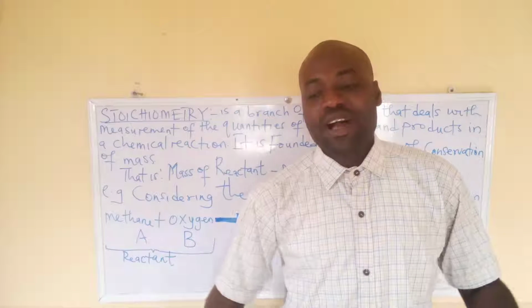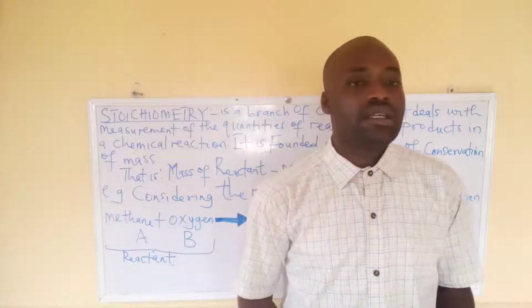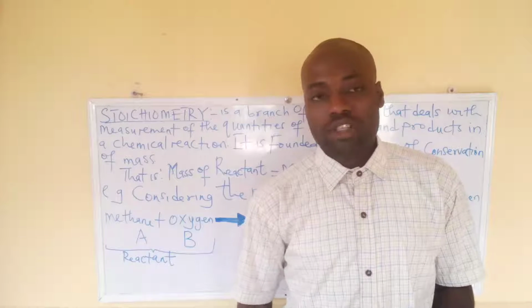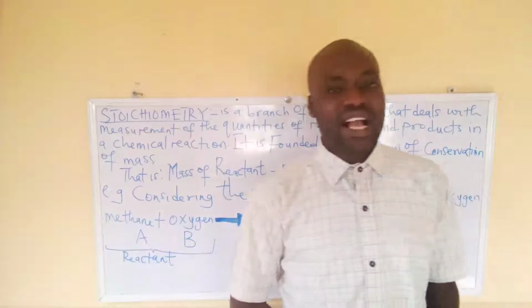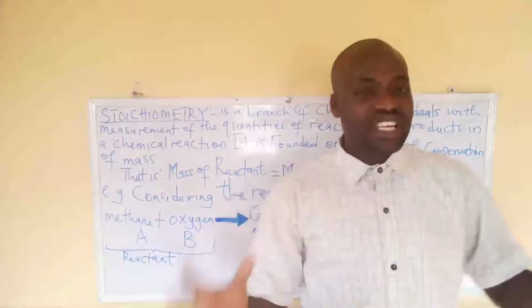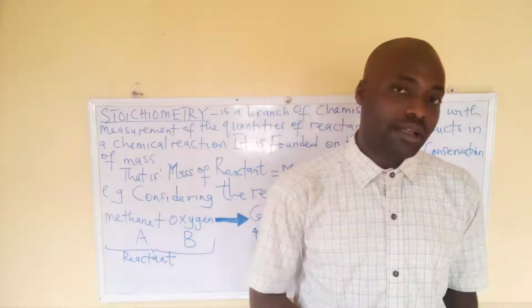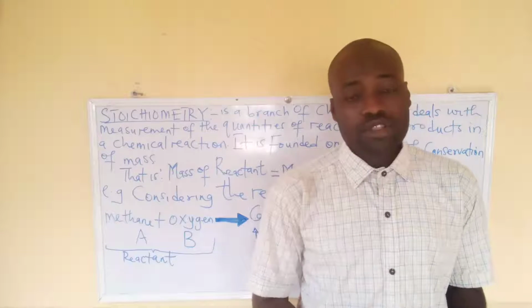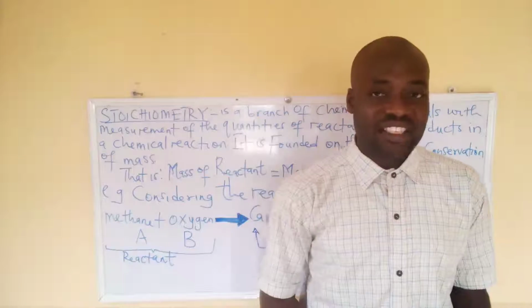Before now, we know chemistry is a branch of pure science that deals with the study of matter. And matter is anything that has mass and can occupy a space. Everything around us is made up of matter: the clothes we put on, the water we drink, and even the air that we take in from the atmosphere.